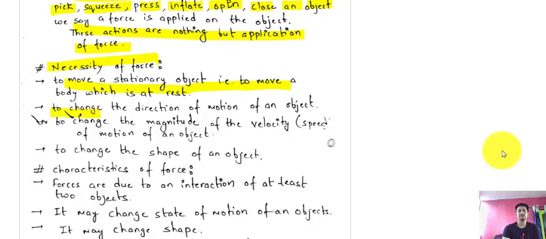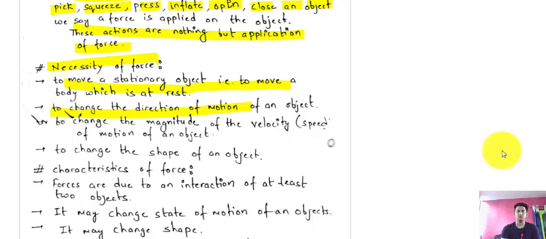First one, to change the direction of motion. Suppose any object is moving in this direction and you want to change the direction of the object and move it in this direction. Now how will you move it? You will apply the force in this direction, so that the movement of this object can be obstructed by this force, and if this magnitude is more than the magnitude of force in the other direction, then the movement of this object will stop, and it will start moving in the opposite direction. So for changing the direction of motion of any object, you need to apply a force.